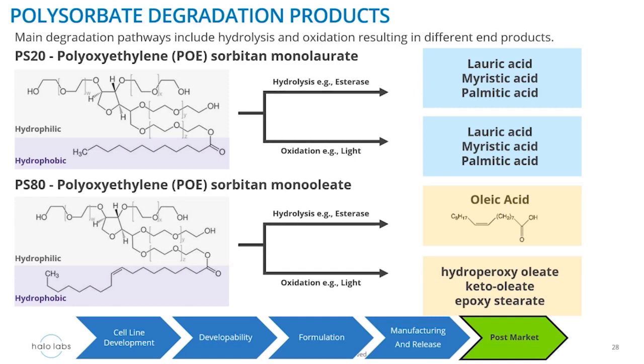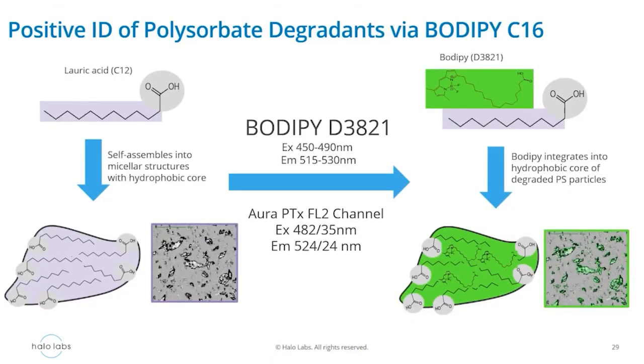And because of the hydrophobic nature of these long carbon chains on the different species of fatty acids that I just mentioned, they do self-assemble and form these micelles with a hydrophobic core. At Halo, we like to refer to these as cornflake particles. As you can see in the bright field image, they do resemble cornflakes until we stain them.